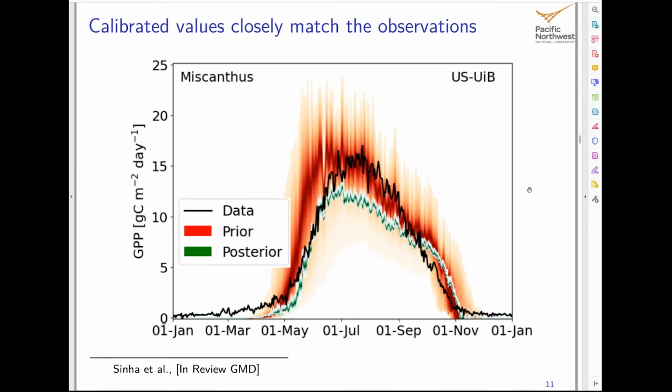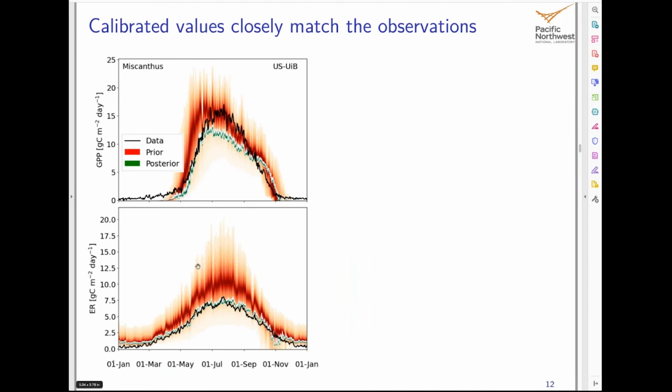Apart from GPP, we also calibrated ecosystem respiration for miscanthus, which is shown in the bottom plot here. The top plot is the same as in the previous slide. The bottom is the new plot. And the calibration results in a very good fit for capturing the observed ecosystem respiration.